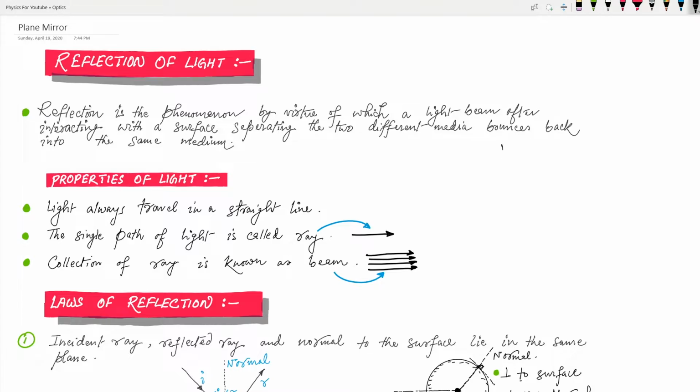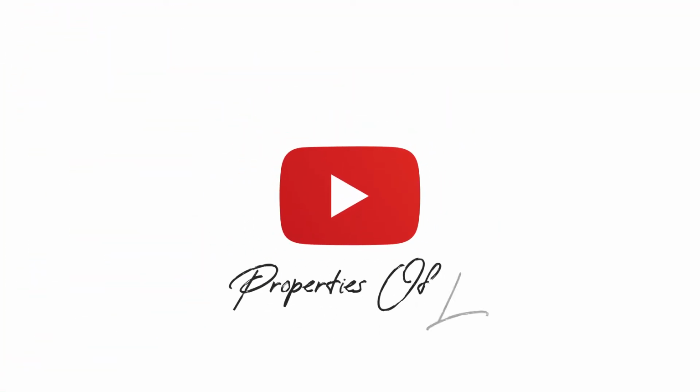So simply the definition says that suppose this is medium 1 and this is medium 2. This surface which is separating medium 1 and medium 2, when light comes and hits this surface, then it bounces back into the same medium. So this phenomenon is known as reflection of light. Simple as that. I hope this is clear. Now let's move on to the properties of light.